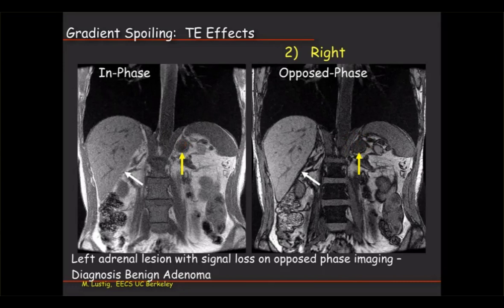Remember, the in phase actually comes after the opposed phase. First you have opposed phase, then you have in phase. And so this is suddenly getting brighter, which is kind of surprising, right? But it makes sense if it's made out of fat and water. So that makes it a benign lesion, and that's not a problem. Okay, so this is one way to diagnose this.